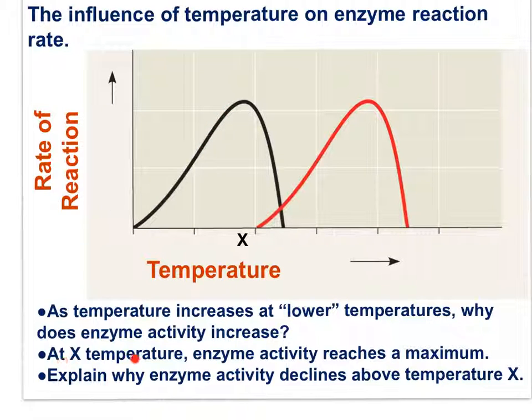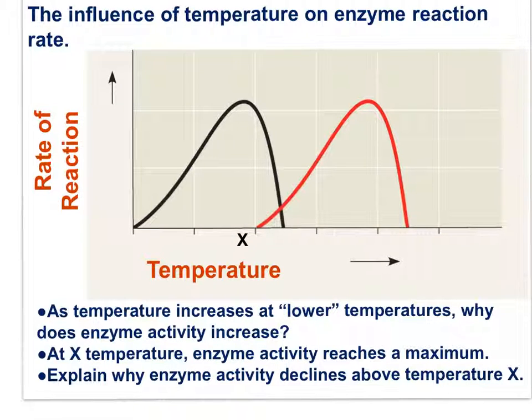Now, at X temperature, enzyme activity reaches a maximum. Yes, at X temperature, enzyme activity reaches a maximum because molecular motion is high, yet the enzyme has retained its native conformation. The shape of the active site retains high specificity for the substrate, despite the increase in molecular motion with the increase in temperature.